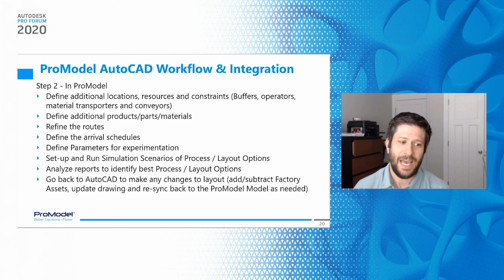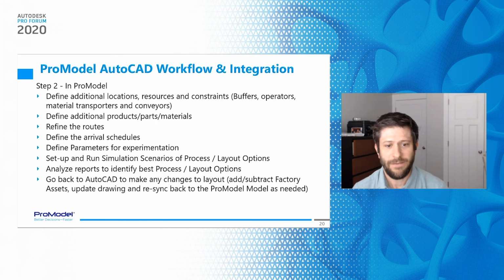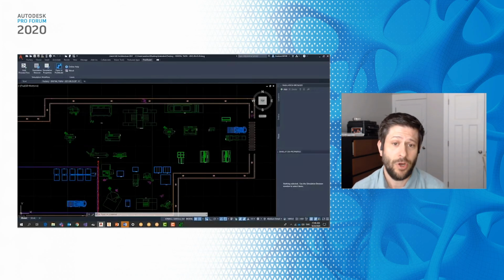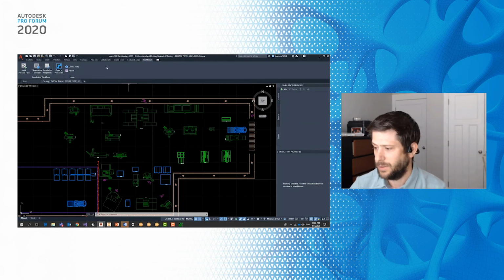We can then analyze the reports, identify the best process or the layout options, and we can go back into AutoCAD and we can make any changes to the layout that we need there. We could add or subtract a factory asset and then resync that back into ProModel and be able to run our experiments with those changes. So I'm going to go ahead and show you how that is done.